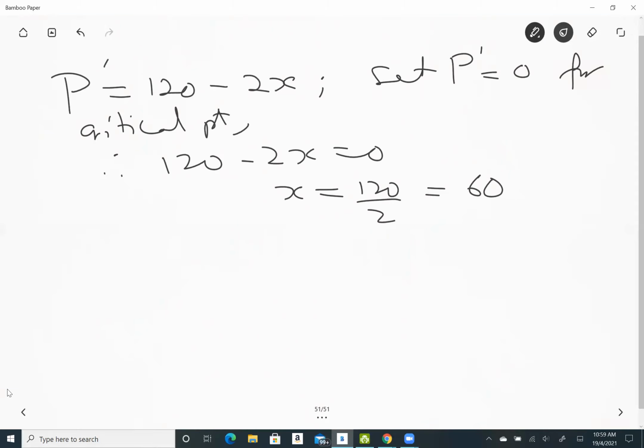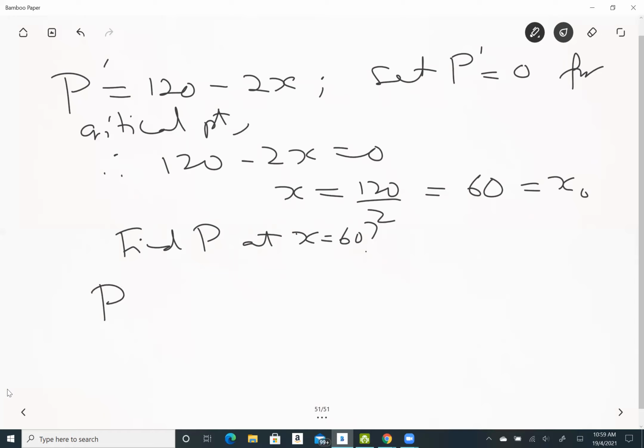So that is the quantity that gives you the maximum profit. Or that is the critical value of x. Okay, so if you want, you can call it x zero. So that is the critical value of x. So of course you need to find P zero. Okay, so you find P at x equal to 60. Oh, you got the critical point. Or you can find P later, that's fine.